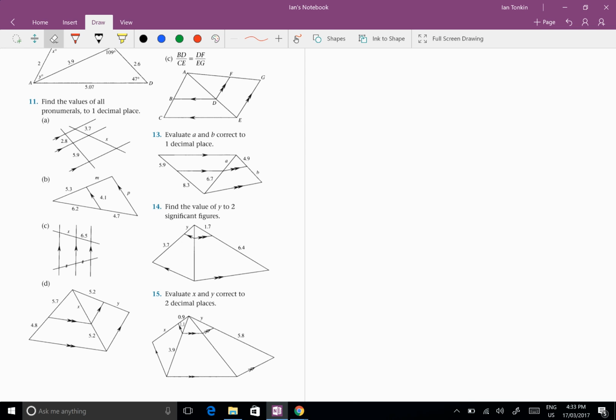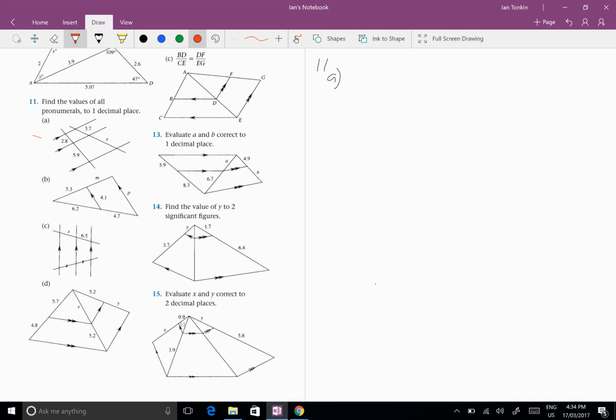All right, Year 11, just another quick couple of questions, just in case you're having trouble again. So I'm going to look at question 11 now. And there are a couple in here. The first one's pretty easy. It's just basic ratio of intercepts.